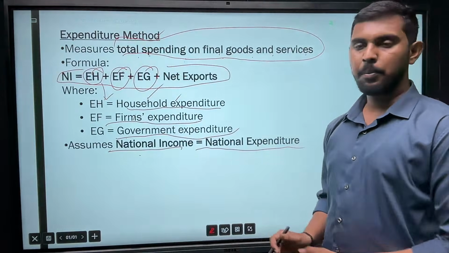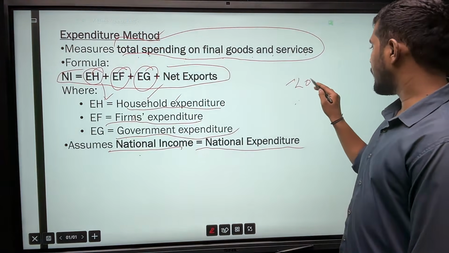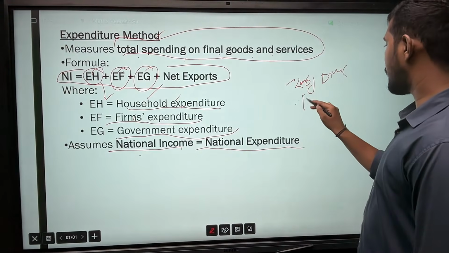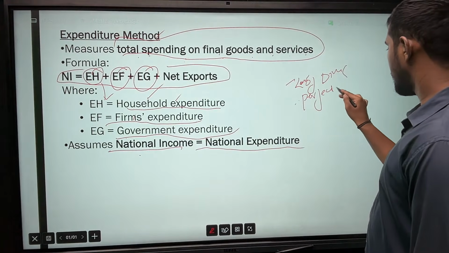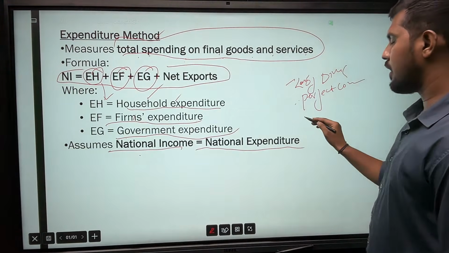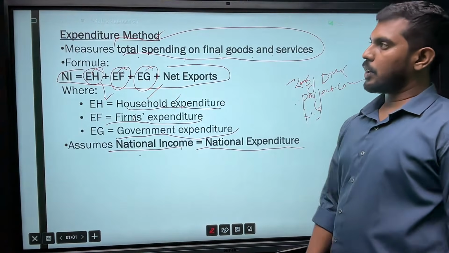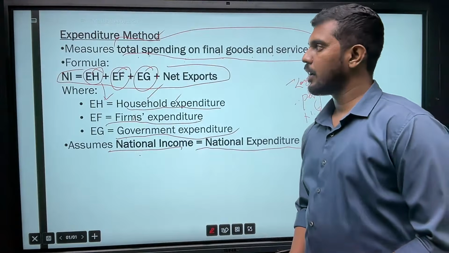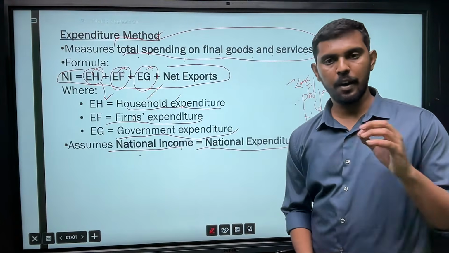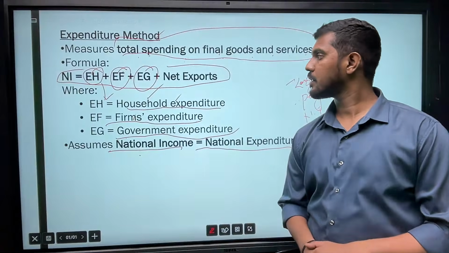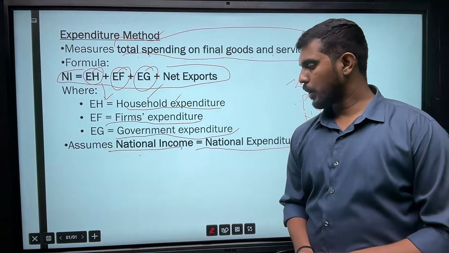So these are the three important questions: law of LDMU, perfect competition, and national income methods, right? After this we're going to explain the paper, how we have to present, how many marks you can get for each question. So we'll go for it.